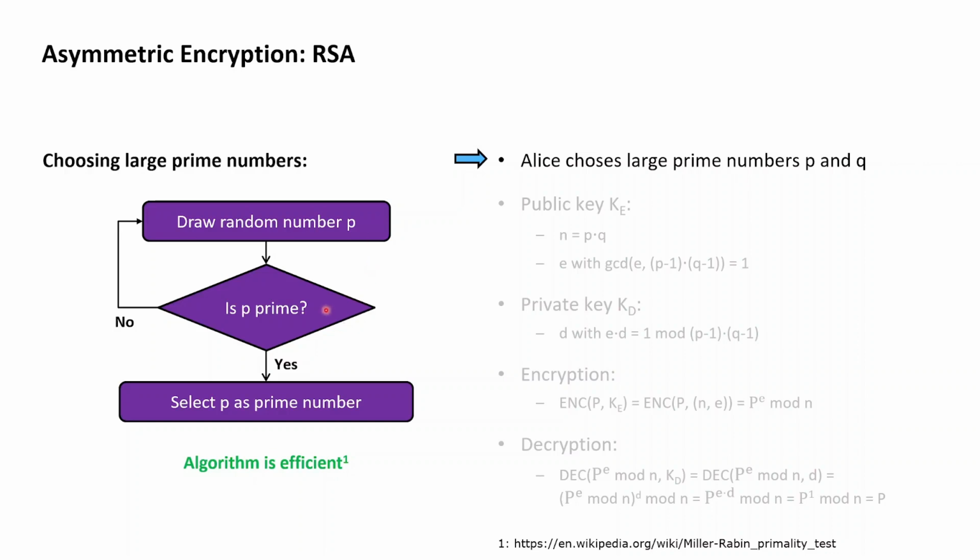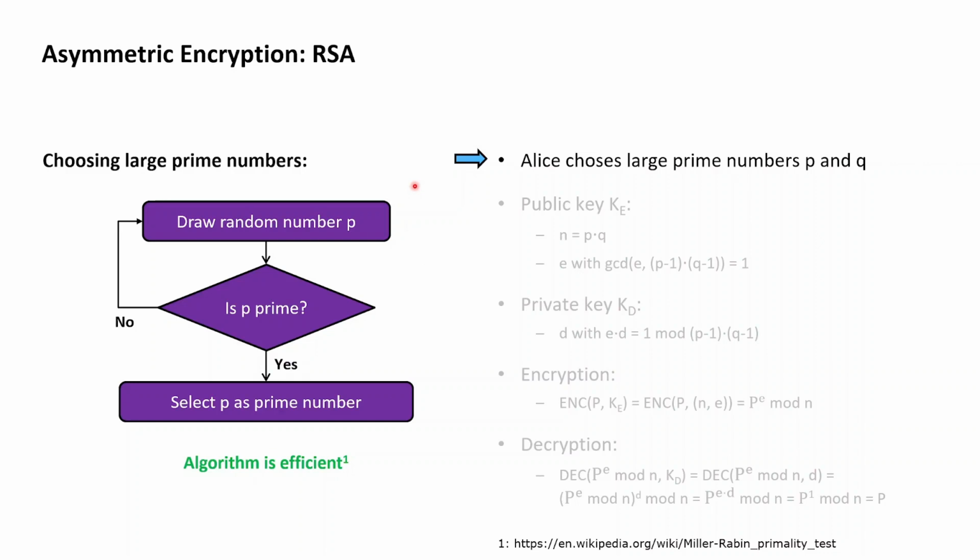Then Alice goes on to test if this randomly sampled number P really is a prime number. If this is the case, Alice chooses number P as one of her prime numbers. If the test is negative, meaning that the random number P is not a prime number, then Alice simply draws a new random odd number of the required size and repeats this process until a random odd number is a prime number.